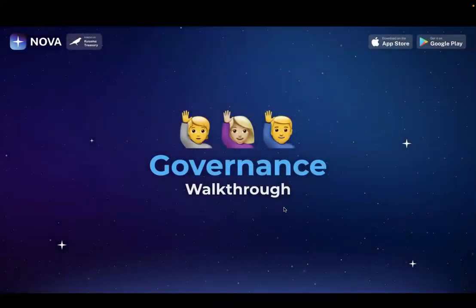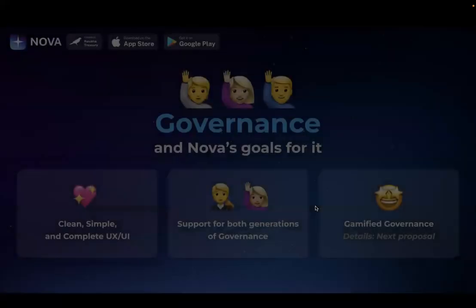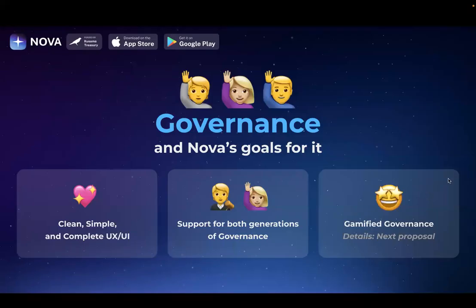Let's talk about governance in general: what governance is, what our goals are, and what the difference is between governance version 1 and governance version 2. First of all, our goal for the governance. We would like to provide the ecosystem a clean, simple and also complete user interface for governance so that more people can participate in it. It's a crucial activity on the network.